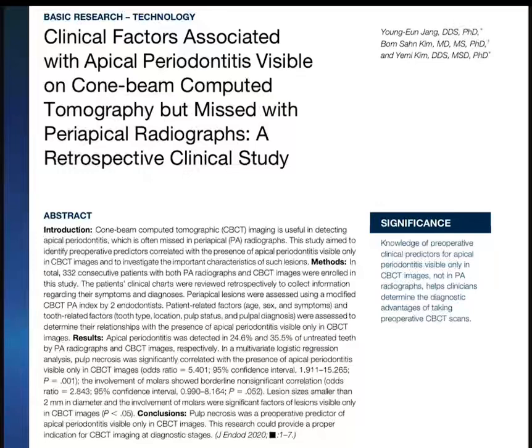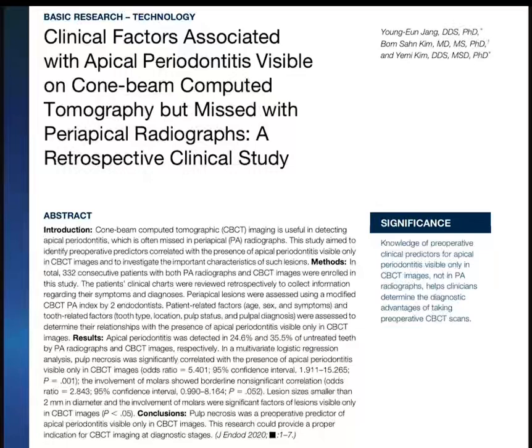This week's Journal Club, where I'll be talking about a paper published in 2020 in the JOE by Jang and others. The paper was titled Clinical Factors Associated with Apical Periodontitis Visible on Cone Beam Computed Tomography but Missed with Periapical Radiographs, a retrospective clinical study.